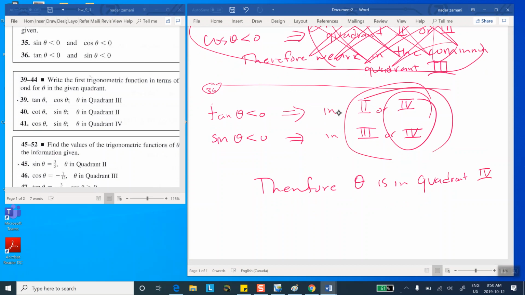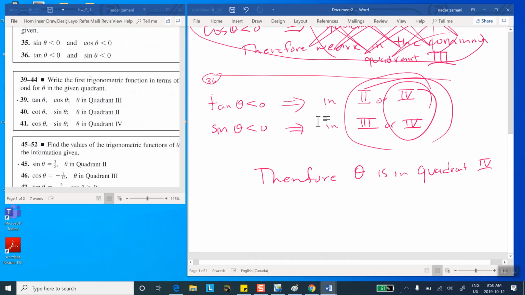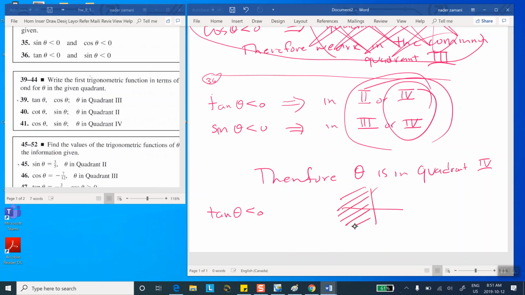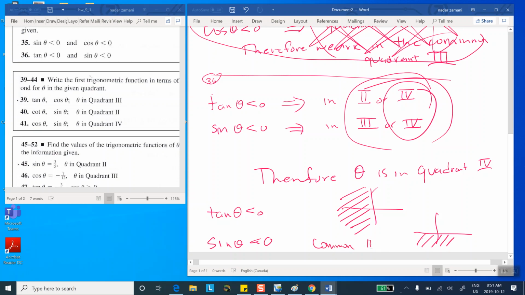Now, basically, this could have, by the way, been in the form of a figure. In other words, we could have set tangent of theta negative, you're here, you're here. Sine of theta negative means that you are either on a separate graph or on the same figure, it doesn't matter. You're down here, and the common area, yeah. So you can see that common is quadrant 3. Did I say 3?